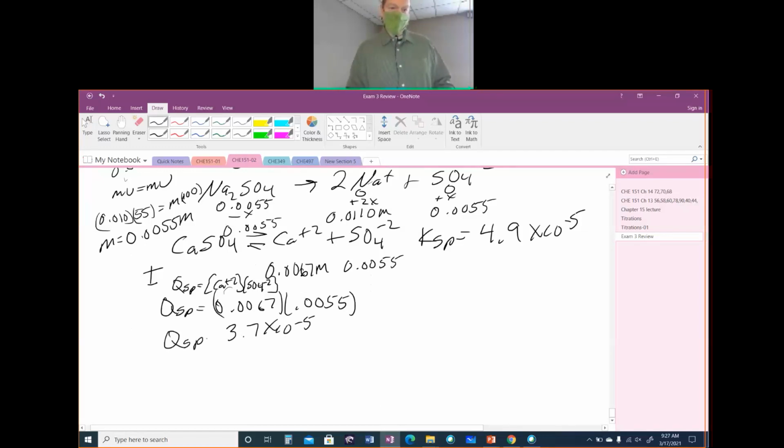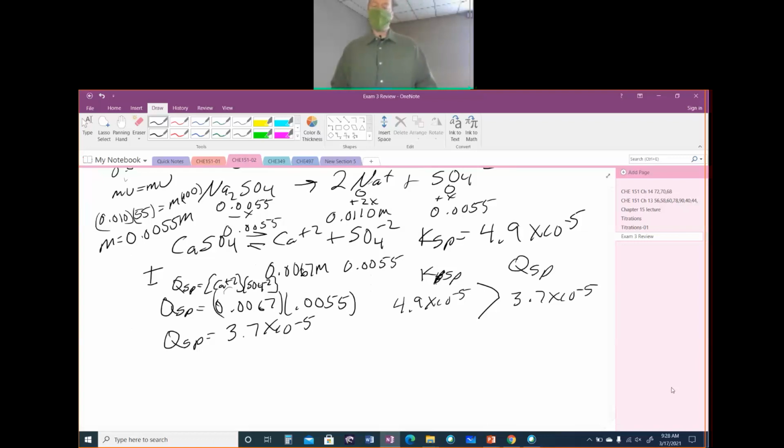So your QSP is 3.7 times 10 to the minus 5. Again, if you're asked for a precipitate, you're looking at your KSP versus your QSP. KSP, you looked it up on a chart, 4.9 times 10 to the minus 5. The QSP, we calculated it, is 3.7 times 10 to the minus 5. All right, and so here we see that our KSP is greater than our QSP. So the reaction is going to the right, and there is no precipitate.